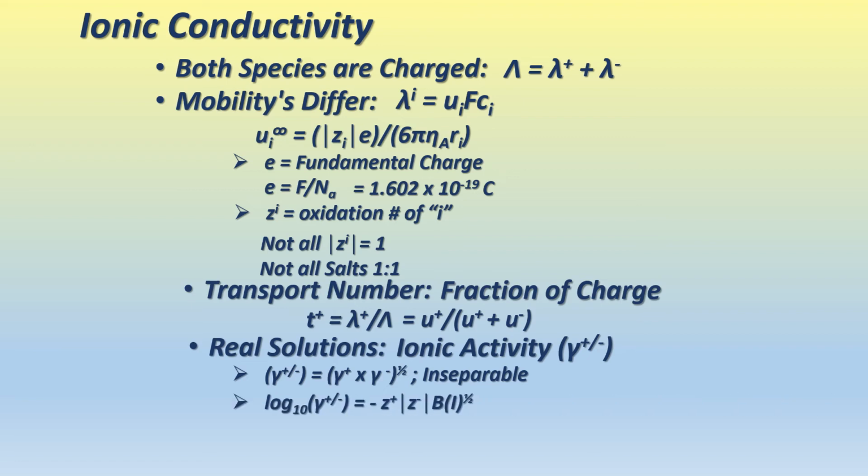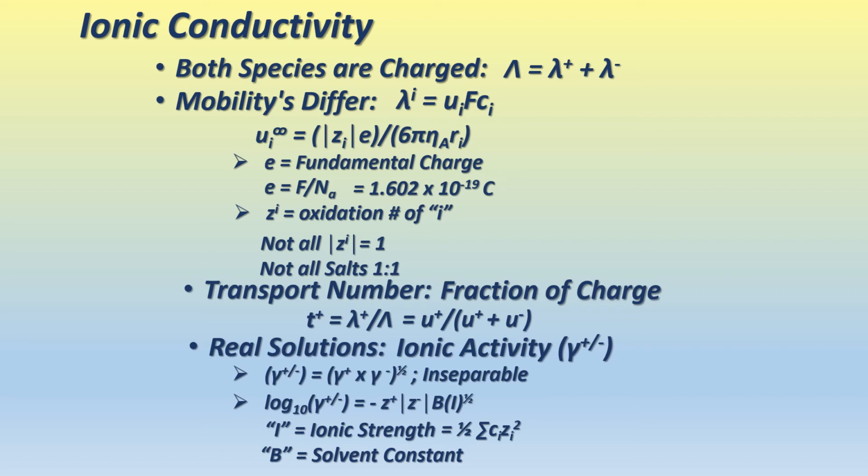It can be found as follows. The base 10 log of this combined activity coefficient is going to be minus the oxidation number of the cation times the absolute value of the oxidation number of the anion, times B, times I to the half, where I is the ionic strength, simply 1/2 the sum of, for each ion, the concentration of that ion times its oxidation number squared. And B is a solvent constant.